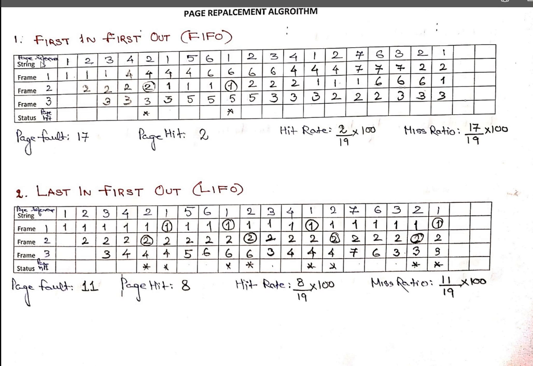Normally when the question is set, the question paper specifies the page reference string, given as 1, 2, 3, 4, like this number series. Nearly 19 page reference strings are given, and it specifies how many pages appear across the frames, and you have to find the page faults, page hits, hit rate and miss ratio.